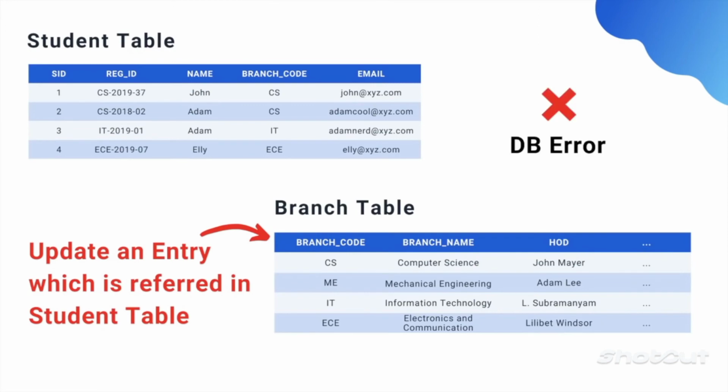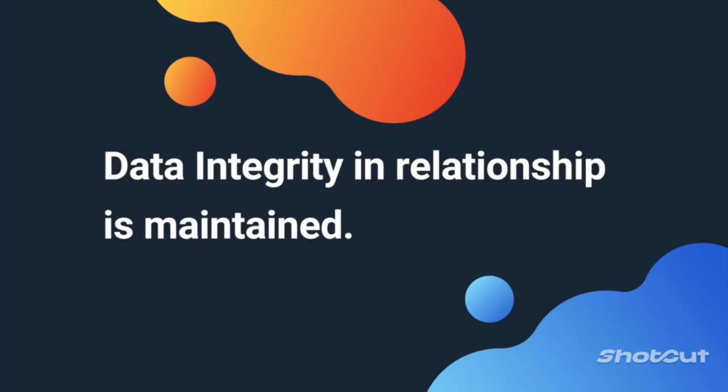Generally, this is not allowed by the database, and the database returns an error when someone tries to modify the column value which is used as a foreign key in some other table. Hence, this way we can enforce integrity of data in a relationship using foreign keys.